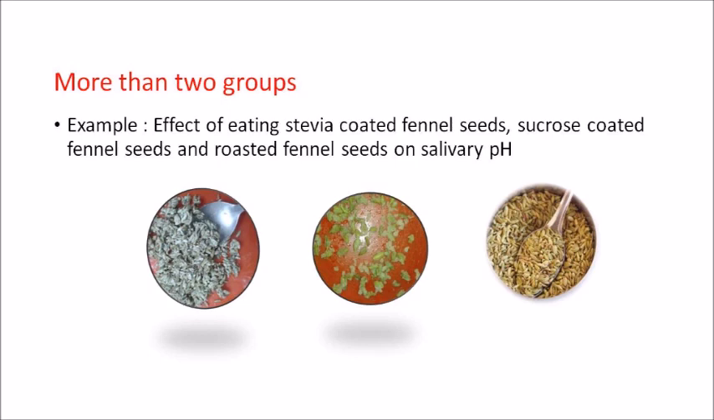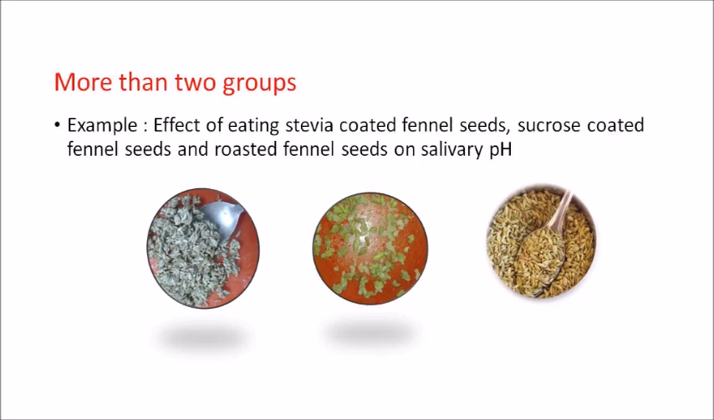Now let's see if we have more than two groups, how we can proceed. An example is the effect of stevia coated fennel seeds, sucrose coated fennel seeds, and roasted fennel seeds on salivary pH. So we are comparing three types of fennel seeds and what is the impact among them on salivary pH. We'll have three groups. The people were consuming these fennel seeds, roasted, sucrose coated, and stevia coated. So three groups are there.